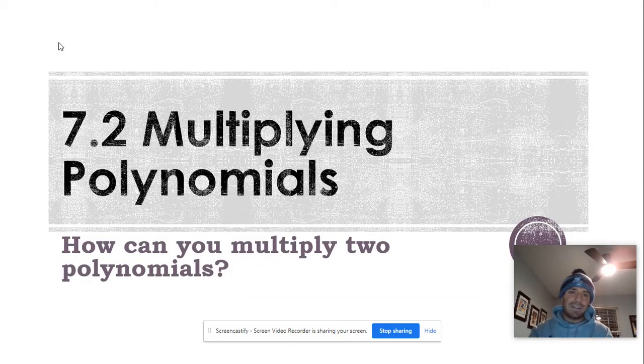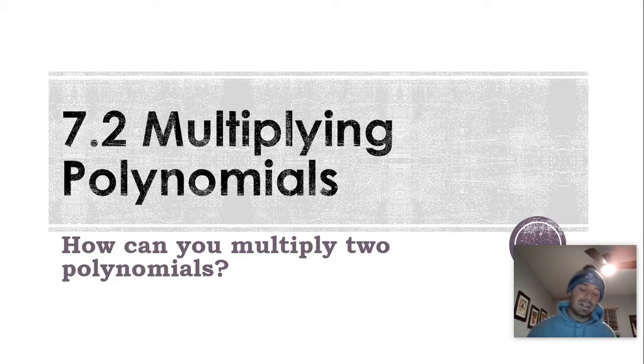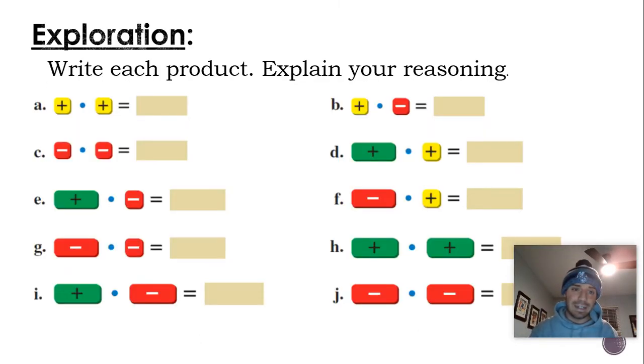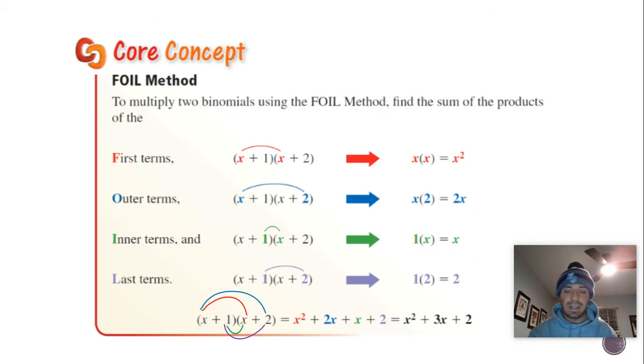Continuing with chapter 7, we're moving into multiplying polynomials. So in 7.1, we added and subtracted, and now we're multiplying. The core concept here is a very important method, which you'll hear from now until the end of your math career, and that's foiling.